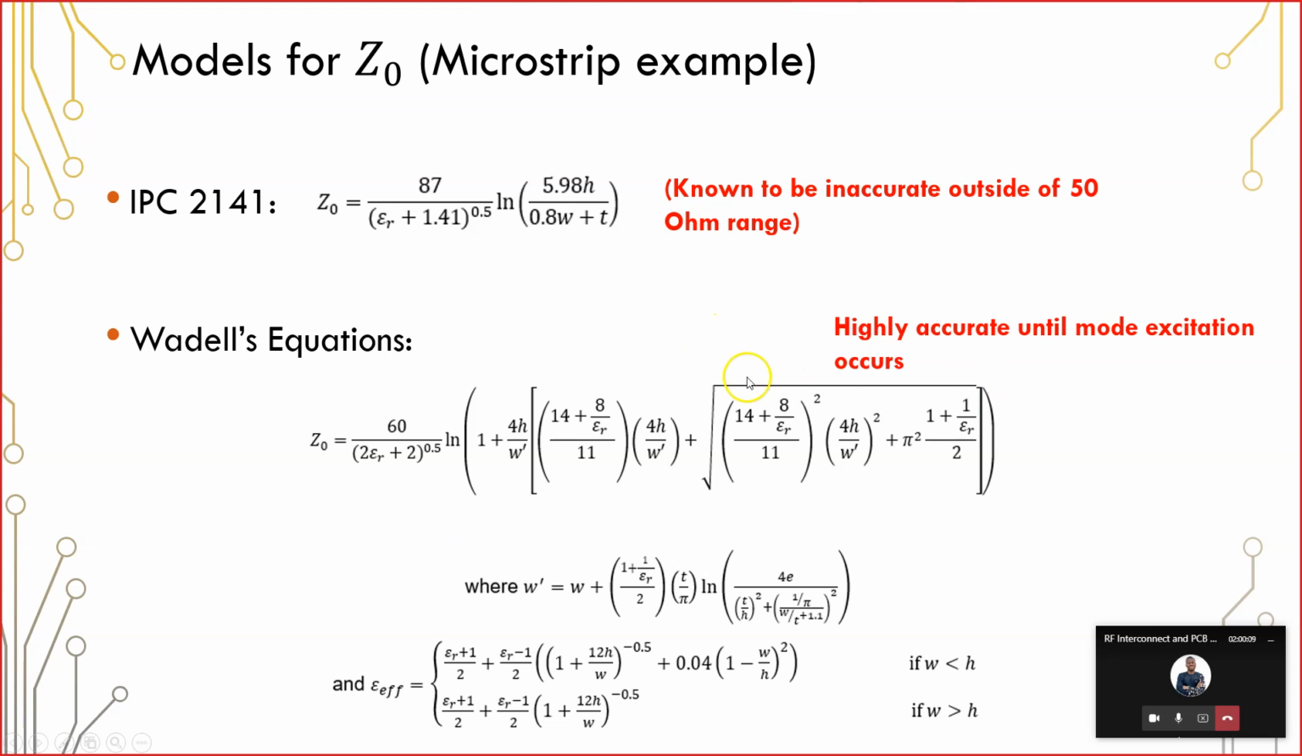Now, Waddell's equations are more accurate. And they're more accurate because they are not developed based on measurements of 50 ohm transmission lines. They're actually derived directly from Maxwell's equations. And that is the thing that makes them much more accurate. And so they're much more accurate until mode excitation occurs. And so I'll explain what that is later.